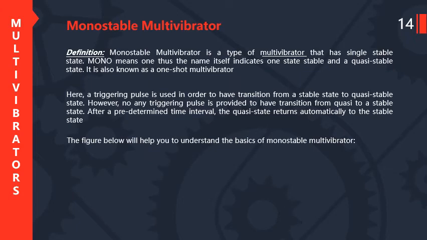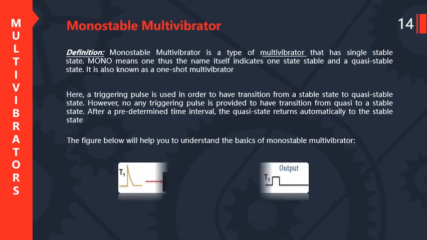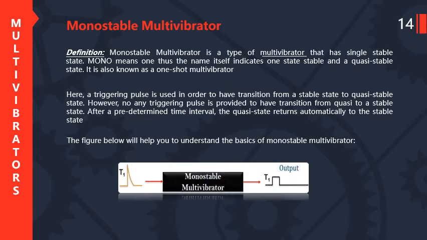By using the figure below will help you to understand the basics of monostable multivibrator. So this is the diagram. Monostable multivibrators. इनपुट में हमें ट्रिगरिंग पल्स देनी पड़ रही है. क्यों यूज हो रहा है ट्रिगरिंग पल्स? जब हमें स्टेबल स्टेट से क्वासी स्टेट में जाना है, so we can use triggering pulse T1 and we get the output in a square wave form.